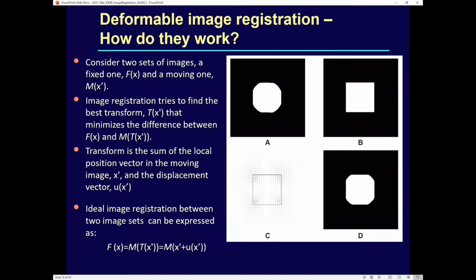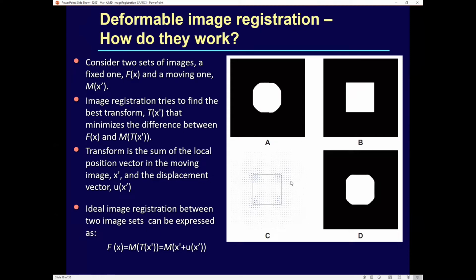So now coming to how deformable registration works. I would like to explain it with this example. Look at this image A, which is a fixed image, and image B is the moving one, and we need to match this with reference to this. When you try this with a rigid registration, the four corners will never be able to have a good match.